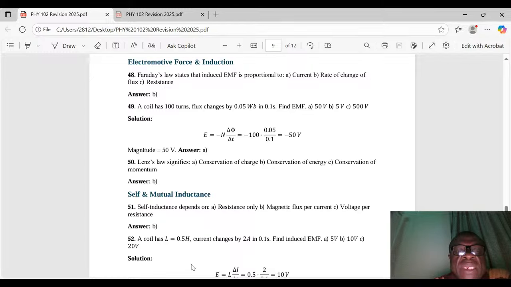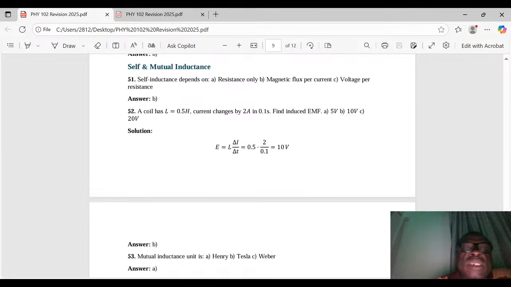50. Lenz's law signifies A, conservation of charge, B, conservation of energy, C, conservation of momentum. Lenz's law signifies B, conservation of energy. And 51. Self-inductance depends on A, resistance only, B, magnetic flux per current, C, voltage per resistance. It depends only on magnetic flux per current, which is the correct answer.